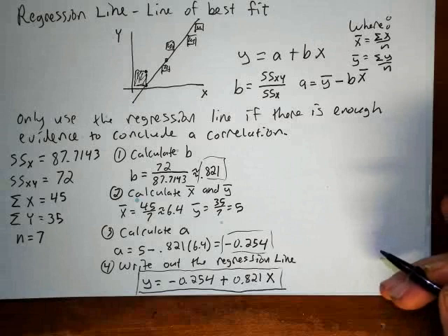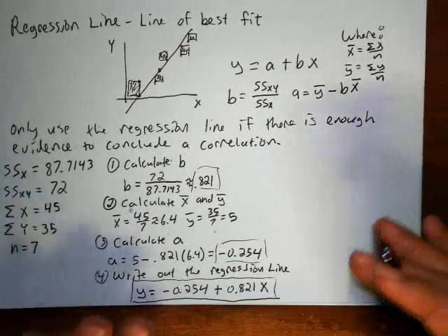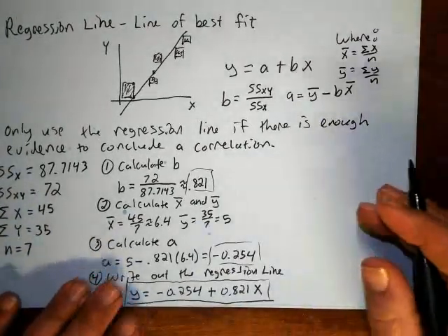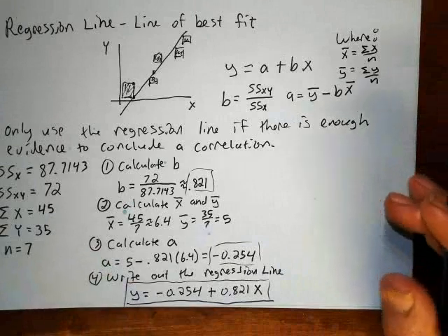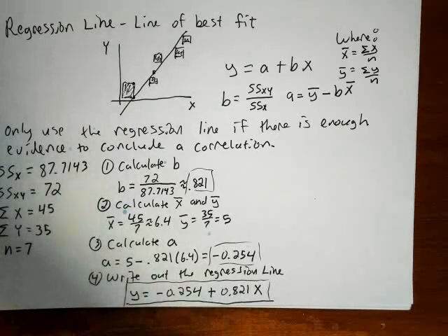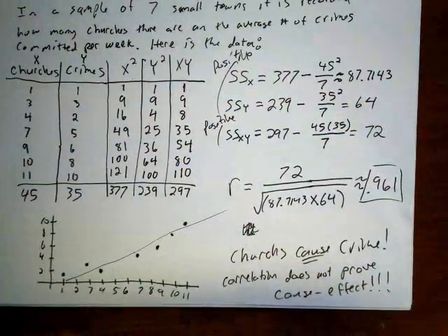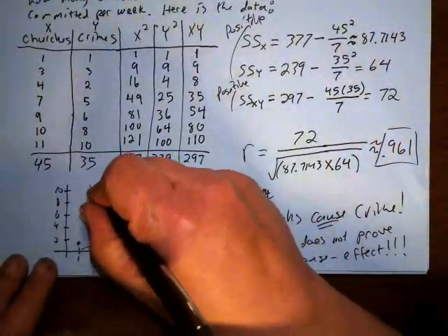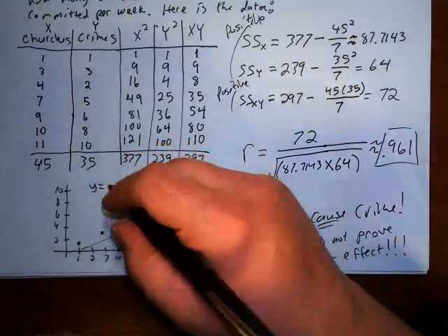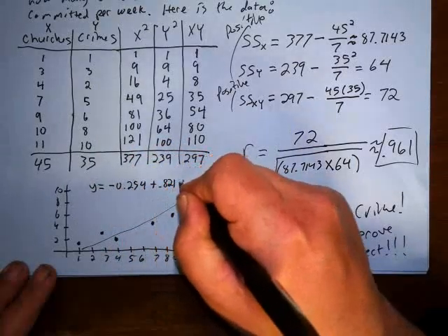Now there's one other thing in this section, and that is when you're given the regression line, or when you have a regression line, you can make a prediction. Let me give you an example here. The one that we did was these churches and crime. I keep saying violent crimes. They're just churches and crimes. Where is that? Oh, here it is. Here's the regression line, and let me write it out here: negative 0.254 plus 0.821 times x.